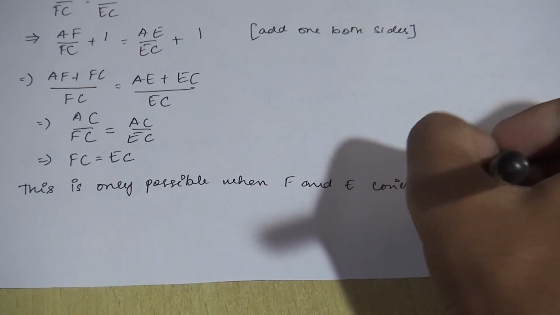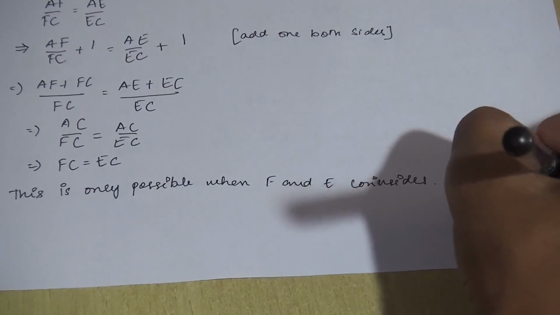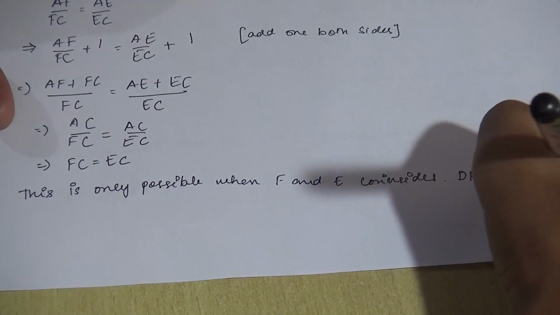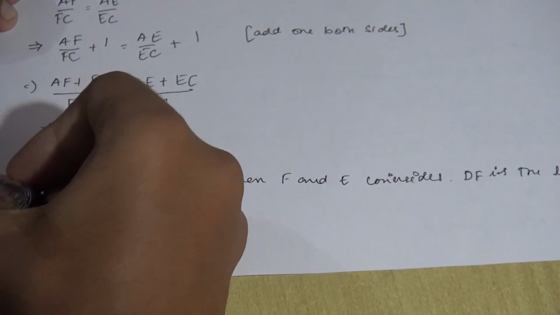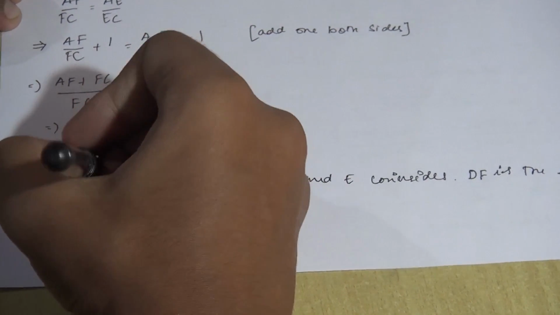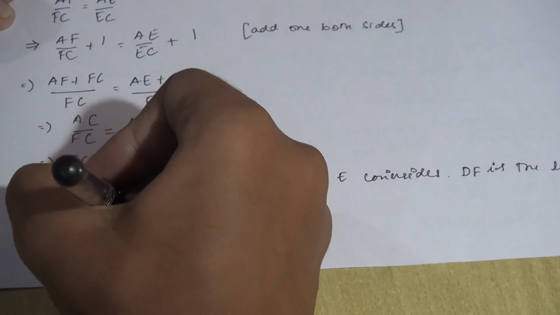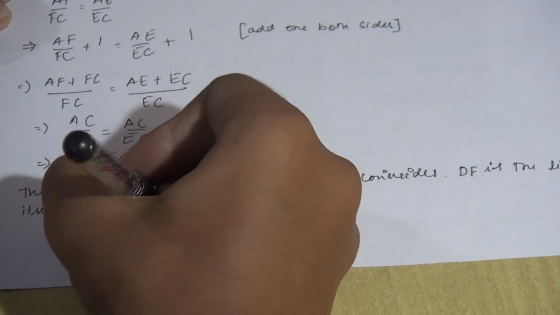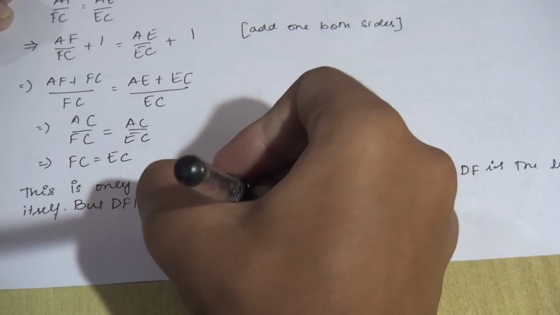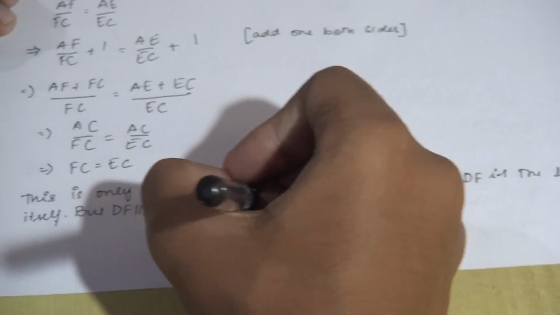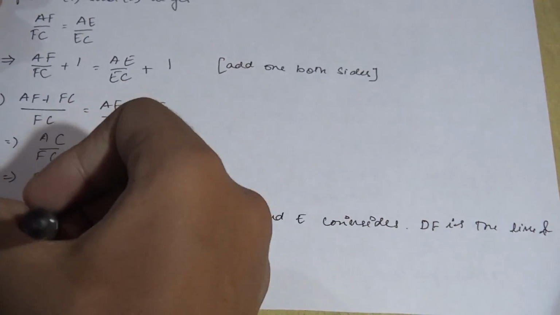DF is the line L itself, but DF is parallel to BC. Hence line L is parallel to BC. Hence proved.